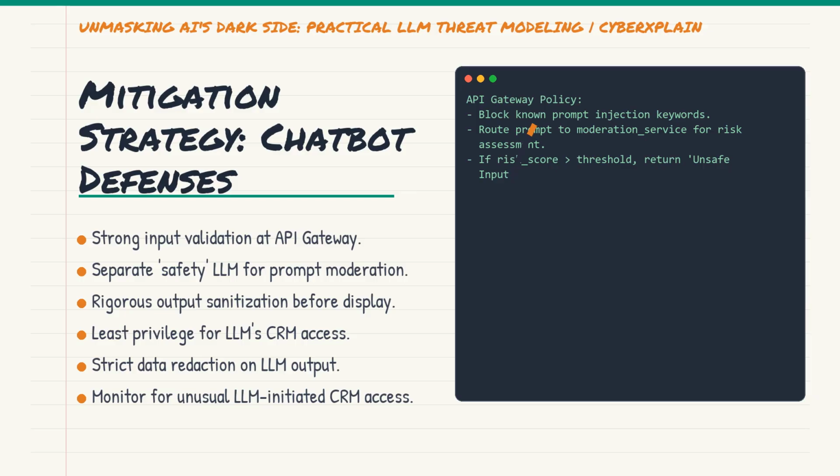To prevent information disclosure, the LLM itself should only have read-only, least privileged access to the CRM data, and we'd enforce strict data redaction on its output. We'd also monitor for unusual CRM access patterns initiated by the LLM. It's a layered defense, combining technical controls with architectural choices and continuous monitoring.